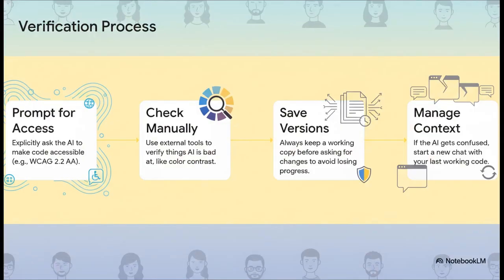So how do you do that well? Here's a simple 4-step verification process. 1. Always prompt for accessibility. Literally tell the AI to follow the web accessibility guidelines. 2. Check things manually, especially stuff AI is bad at, like color contrast.